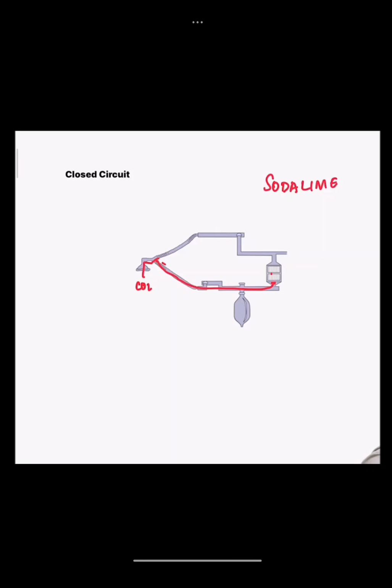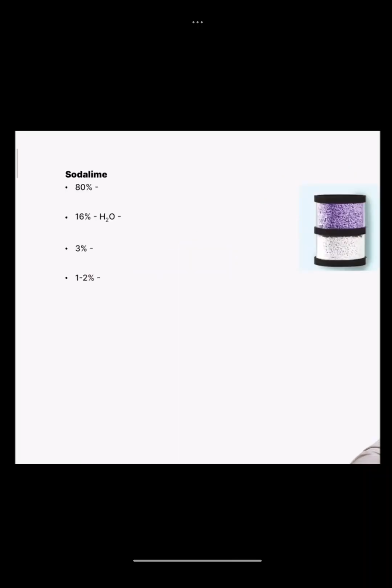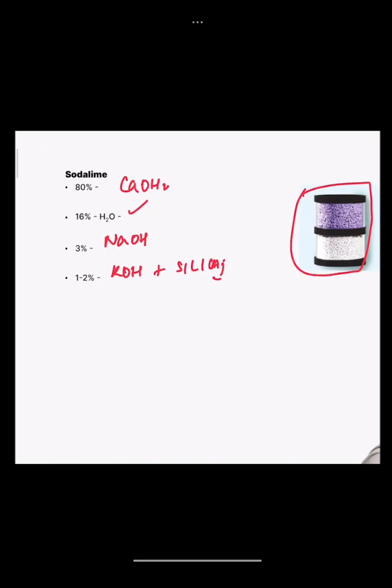In the carbon dioxide absorbing chamber, the most commonly used material is soda lime. If not soda lime, there is baralyme and other agents, but we commonly use soda lime. The heart of the closed circuit is the soda lime that absorbs carbon dioxide. What is soda lime made up of? 80% calcium hydroxide, 16% water, 3% sodium hydroxide, and 1 to 2% potassium hydroxide, plus silica, usually added to improve the hardness of the granules.